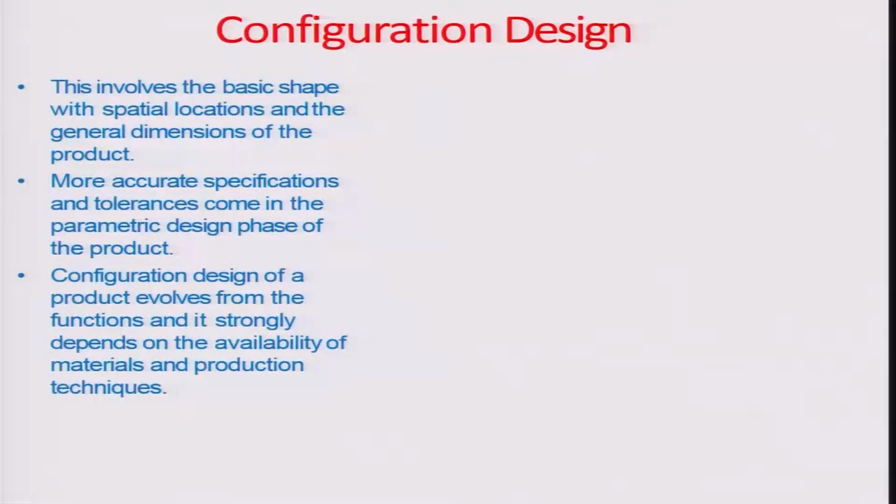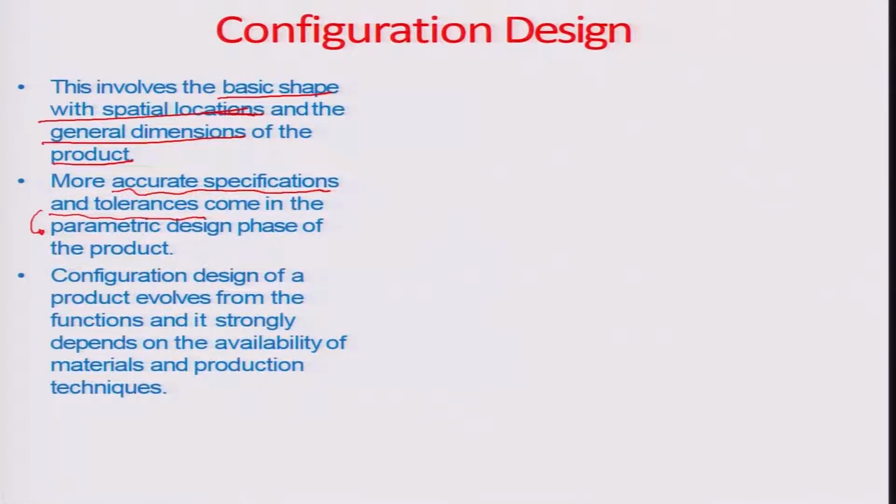So, what is really meant by configuration design is that it is basically a sort of spatial relationship between the various physical components that have been split up in the last step from a basic shape or basic architecture, product architecture. So, it involves the basic shape with spatial locations and also tries to indicate what are the general dimensions that the product should have. Obviously, the configuration design at some point of time would also need to develop accurate specifications or tolerances, but this comes at a later point where we actually talk about the different parameters which are involved in the design.